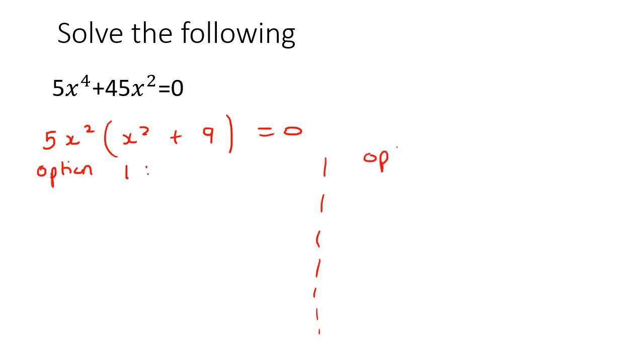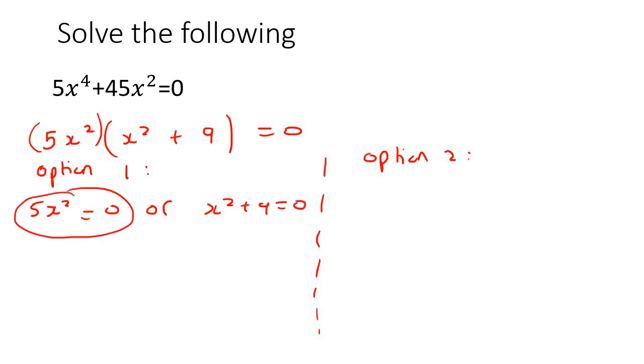Last example. Step 1, always see if you can take something out. So here we could take out a 5x squared, and then you'd be left with x squared plus 9. And so there we have it. So for option 1, and then for option 2. For option 1, remember, as soon as you've got brackets like this, you can just make them equal to 0. So you'd say 5x squared equals 0, or x squared plus 9 is equal to 0.